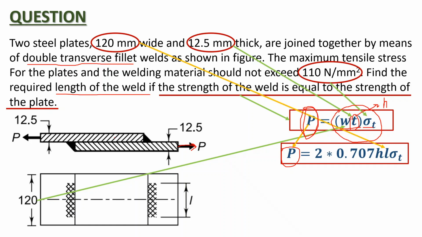This length is not the same as this length. You have to find out the length of the weld, which is not the same as this. This value you are only going to use in this first equation.